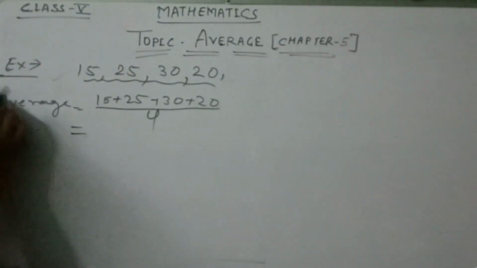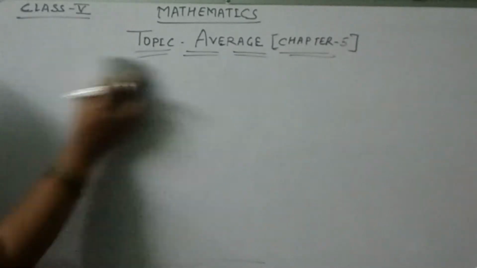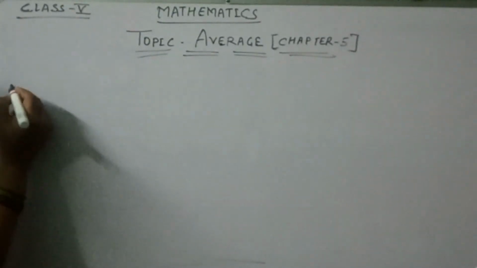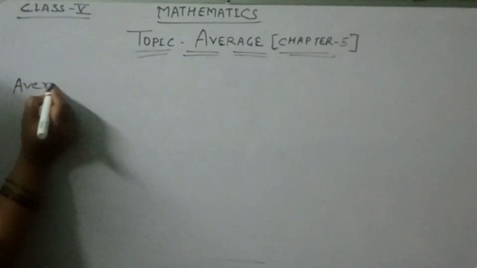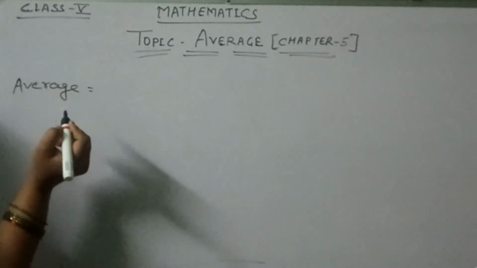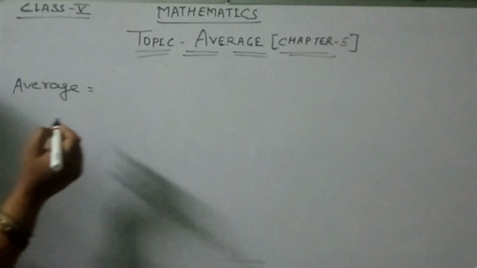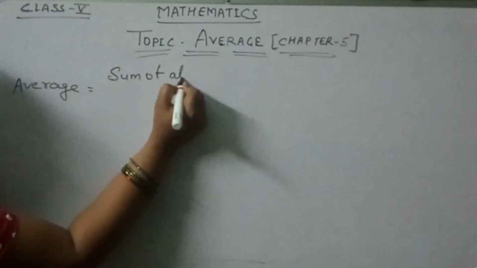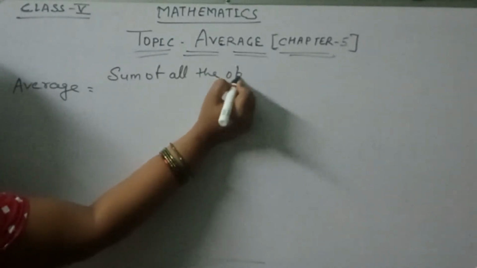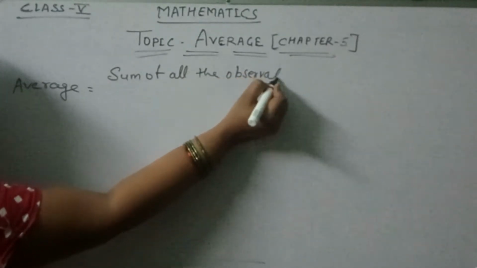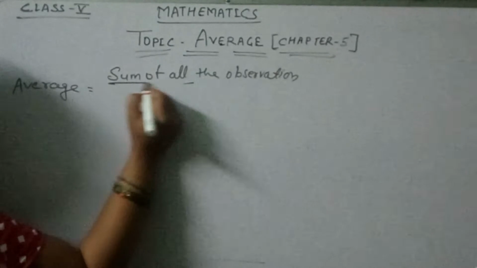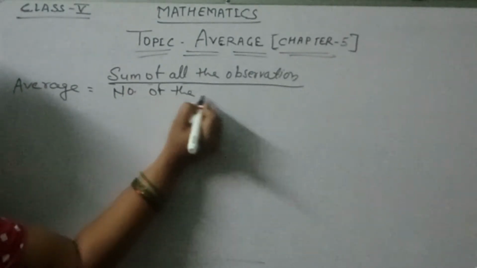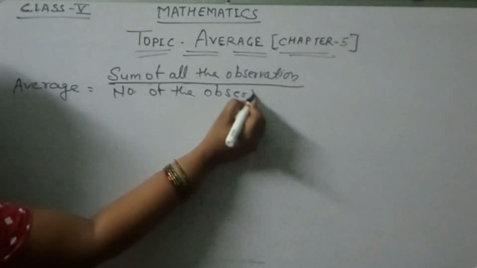Now that formula you have to learn. Average is the sum of all the observations divided by the number of observations.